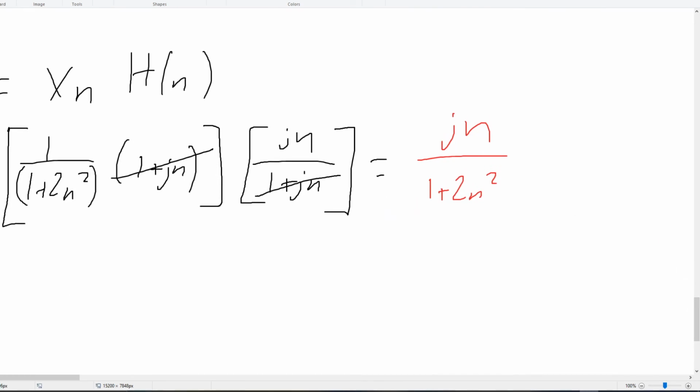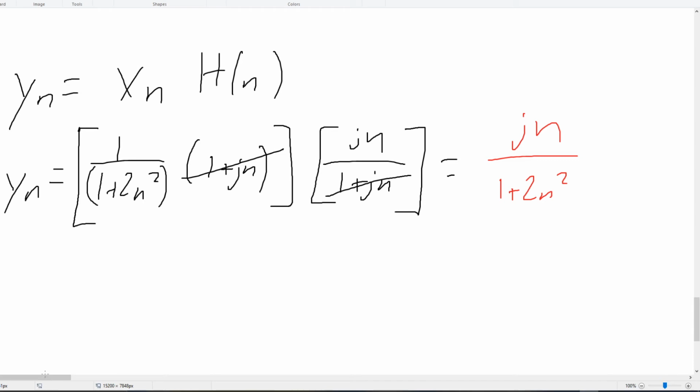Alright, so we have that. Now we can find y0, which is once again just putting in 0 everywhere we see n. I forgot to write this in black. So y0 is equal to j0 over 1 plus 2 times 0 squared. And that'll once again give us 0. Right, 0 over anything is 0. In this case, it would be 0 over 1.